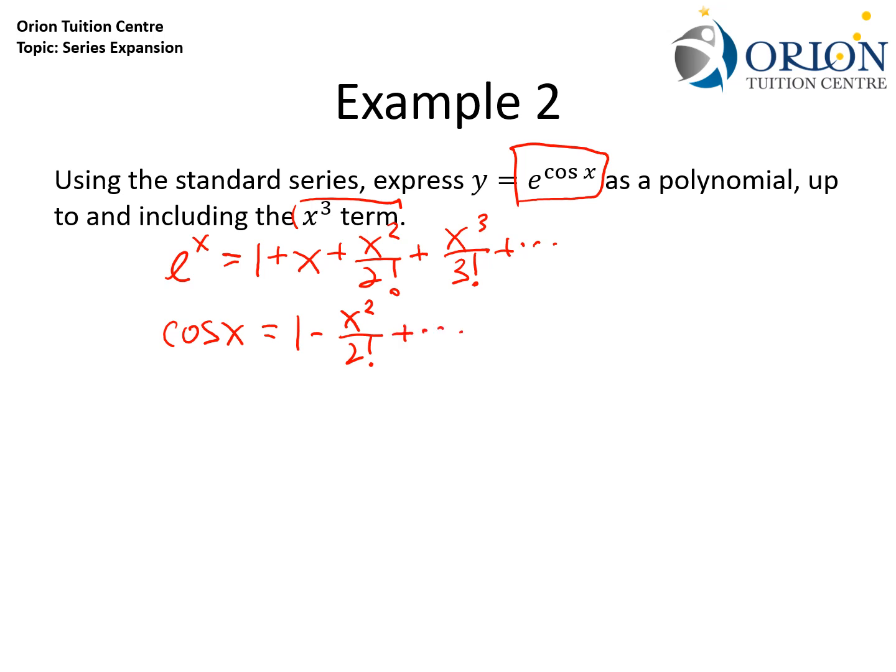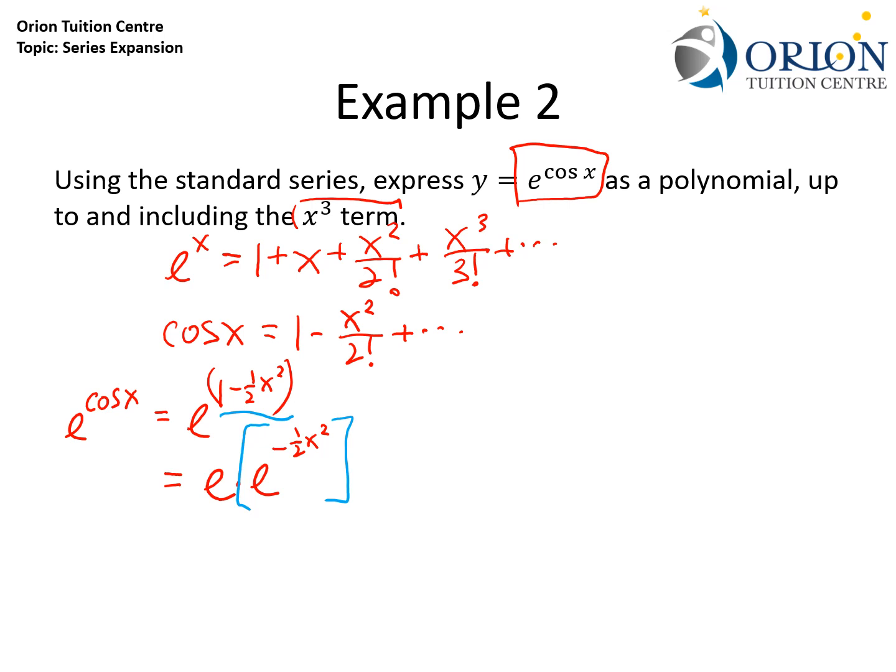So based on these two, we can have the standard series expansion for e to the power of cosine x by first changing cosine x into 1 minus half x squared. Note that we cannot expand this straight away because 1 minus half x squared is not a small term, and we need x to be very close to 0 in order for the expansion to be very good. So let's do a small transformation. This can become e multiplied by e to the power of negative half x squared. And now we can perform our standard series expansion for this term over here because negative half x squared is small.